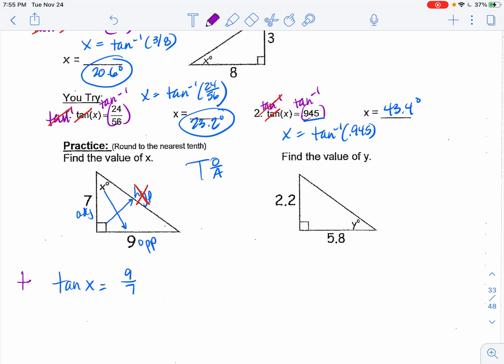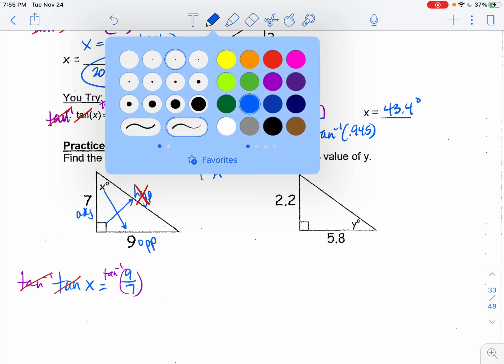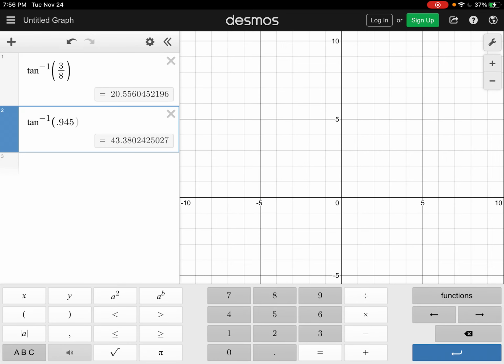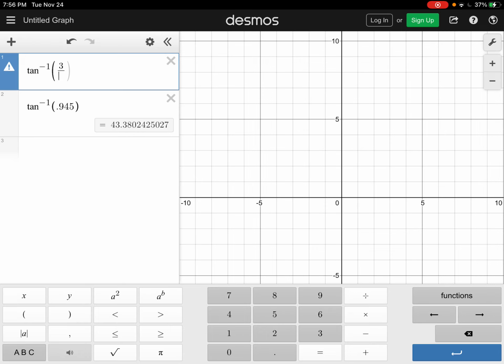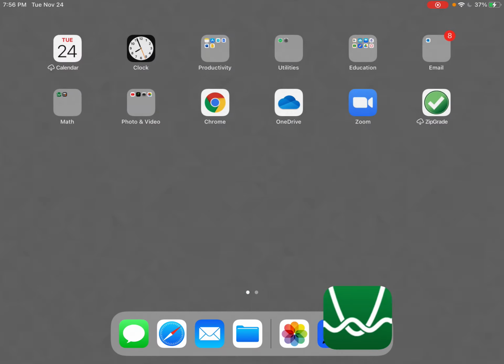Let's do the inverse tangent on both sides. Tangent and inverse tangent cancel. I'm left with x on the left. And we take that to Desmos. Inverse tangent. And let's see if I can just adjust this one. Let's see, I want the 7 in the denominator and the 9 in the numerator. Inverse tangent of 9/7 is 52.1 degrees.